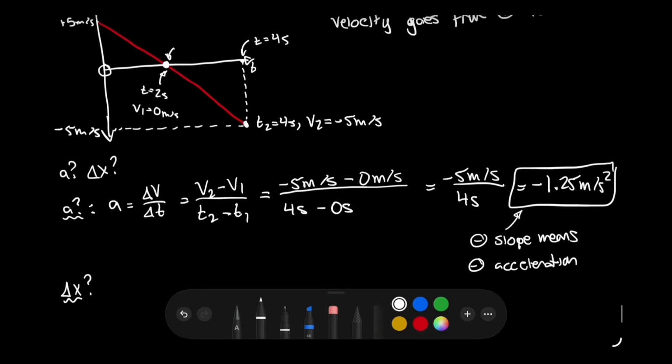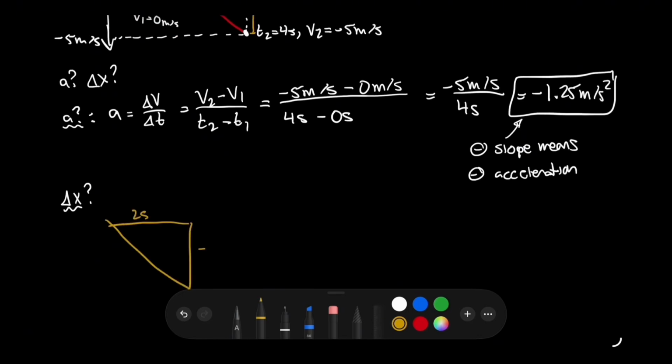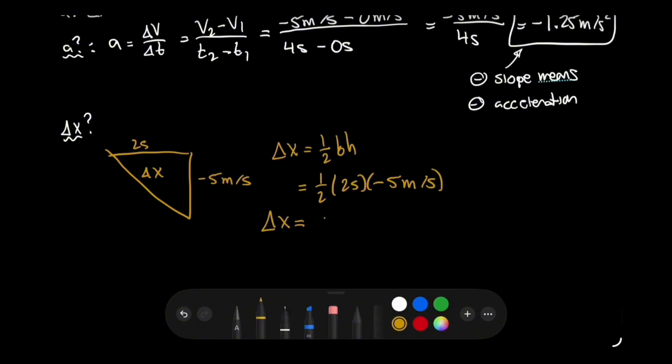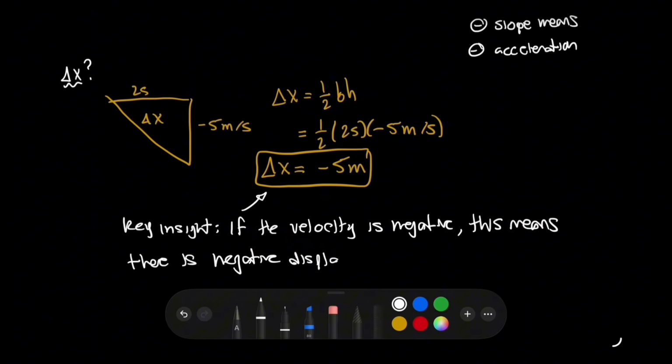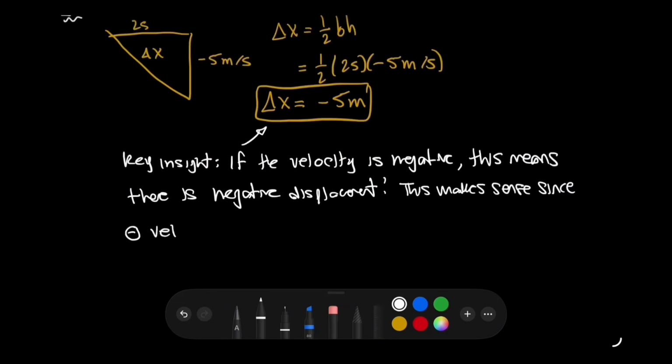And now for the displacement, if we take the displacement between these 2 points here, it's going to be this area element. And so the length is going to be 2 seconds, but the height is going to be negative 5 meters per second since we're below the x-axis. So if we just apply the general formula for the area of a triangle and plug in our values, we get a negative displacement. And so the key insight is that if the velocity is negative, this means that there's a negative displacement. This makes sense since negative velocity means it is traveling in the negative direction.